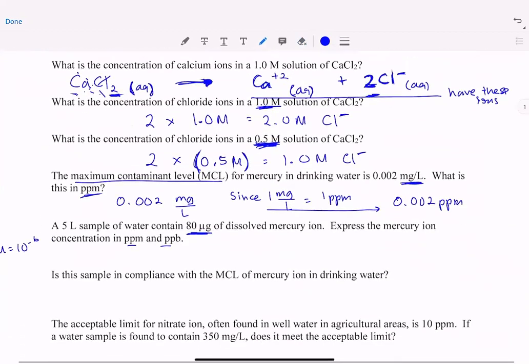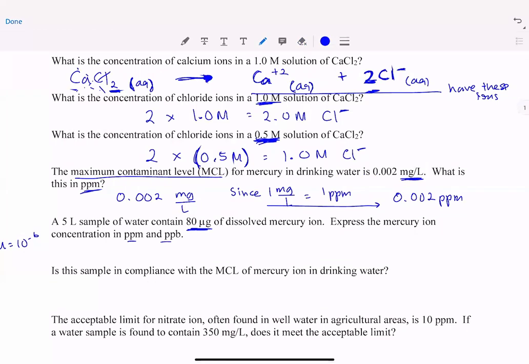So this is not given to us in micrograms per liter. So in order to get ppb, which is micrograms per liter, we're going to have to do a little bit of math here. So I've got 80 micrograms in 5 liters. That's what it says. You've got a 5-liter sample and it has 80 micrograms. So you're going to have to do a little bit of math to get to the units of micrograms per liter and a little bit of calculator, which is 80 divided by 5.